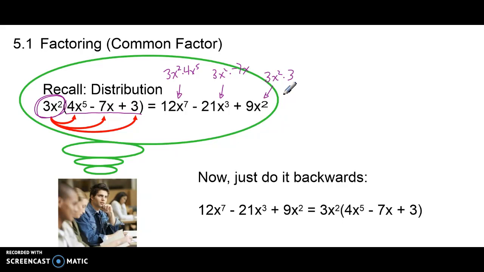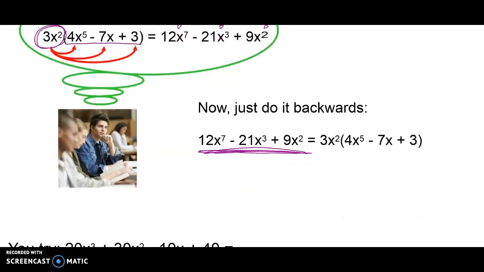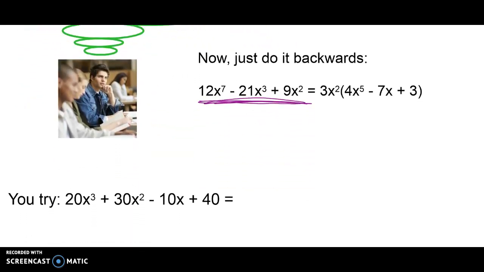It's a little trickier. You have to look at 12x to the 7th minus 21x cubed plus 9x squared and see that all of those have a 3 and all of those have an x squared, so you can undistribute the 3x squared out in front. But as long as you're pretty good at distribution, you'll probably be pretty good at factoring out a common factor right off the bat. So I'm going to give you a practice problem to begin with right away.